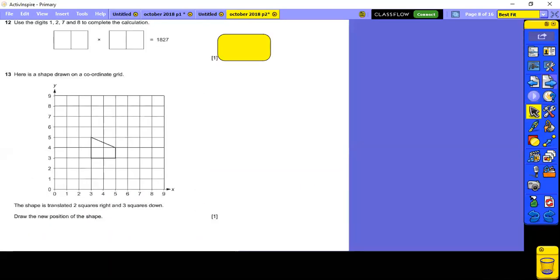Next. Right. Use the digits to complete the calculation. The nice thing about this question, you do have the calculator. You need to try using the 4 digits. What times what gives you an answer of 1,827? So can you tell me the answer?